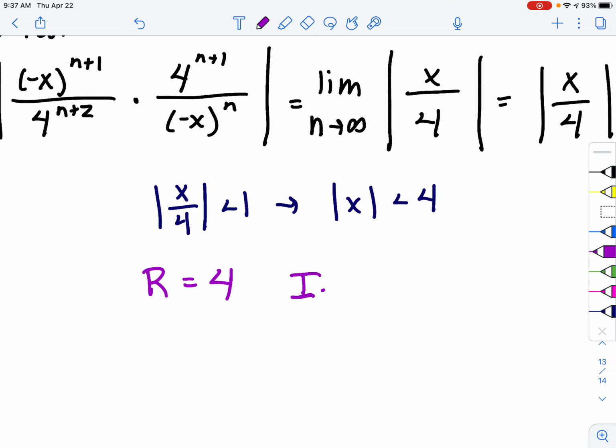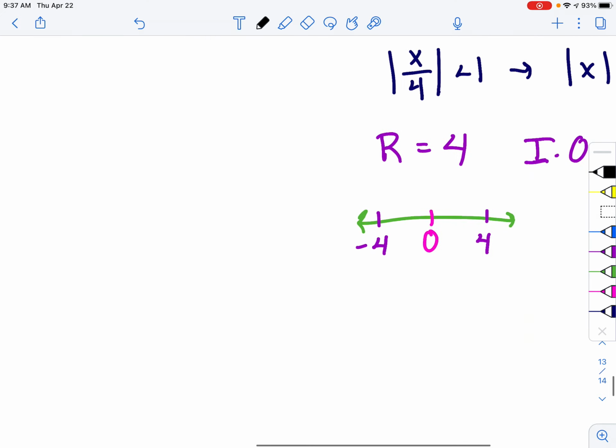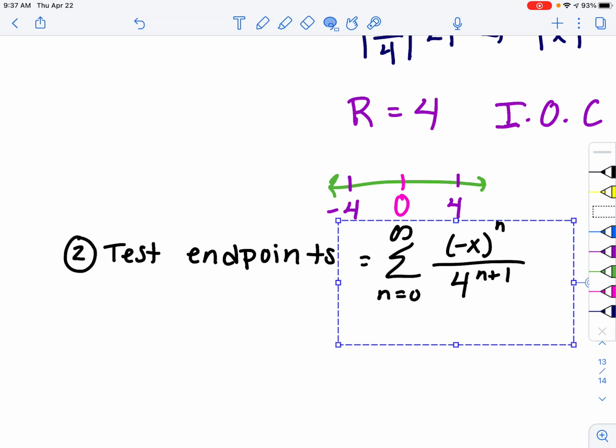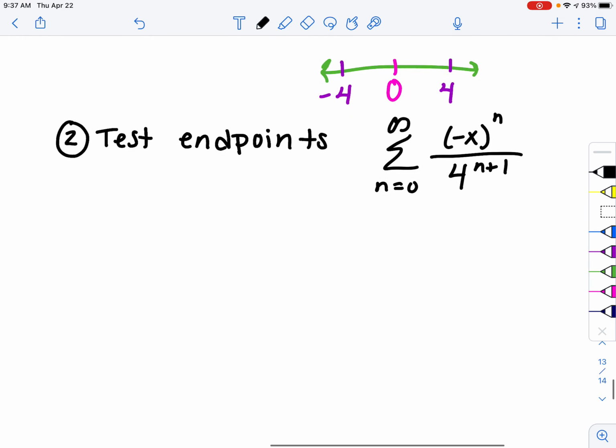So for my interval of convergence, right, we're looking at the number line. We're starting at c of 0, and we go 4 to the right and 4 to the left. So I need to figure out if I'm going to put brackets or parentheses here. So we need to test our endpoints. Okay, so I'm just going to put our little sequence down here again. Okay, so if I test x, let's test x of -4 first.